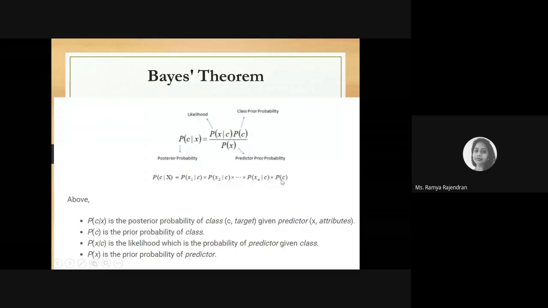I believe this is based on conditional probability formulas. If you have understood that, you'll be able to understand this. Please refer to my previous notes. The probability of C given X is the posterior probability which you are trying to predict, and the probability of C is the prior probability of a class, whereas X is the prior probability of a predictor here. The probability of occurrence of event X given C is the likelihood.